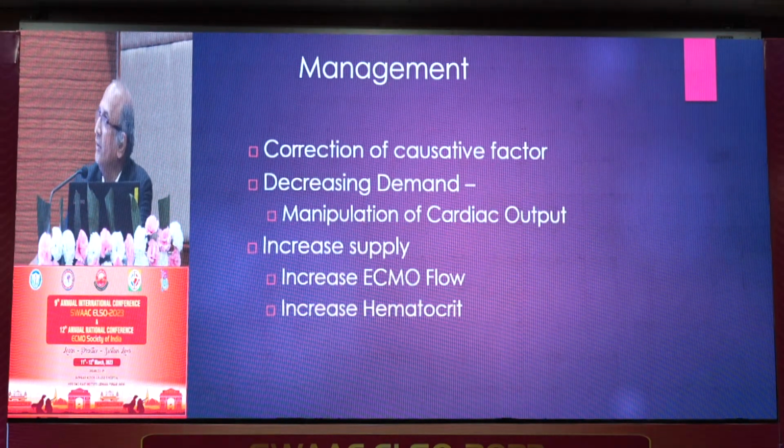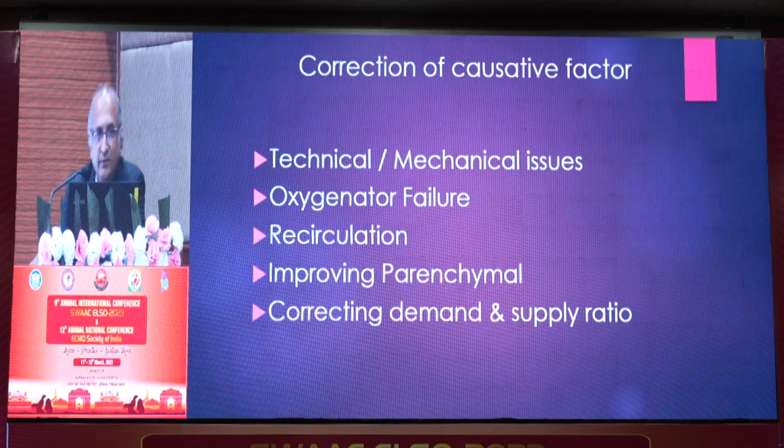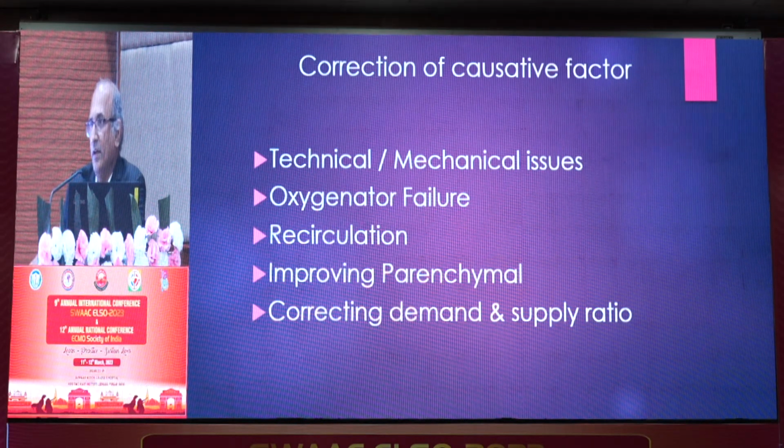So what is the management strategy for this? It's correction of the causative factors, whichever is there, decreasing the demand by manipulating the cardiac output, and increasing the supply either by increasing the ECMO flow or by increasing the hematocrit. Most of the time for correction of causative factors, you have to look for technical and mechanical issues and correct them. Look at the oxygenator. If there is oxygenator failure, you might have to change it. Look at the recirculation and correct it. There will be a separate talk on that, so I'm not going to talk on that. Improving the parenchymal function is most important, along with correcting the demand and supply ratio.